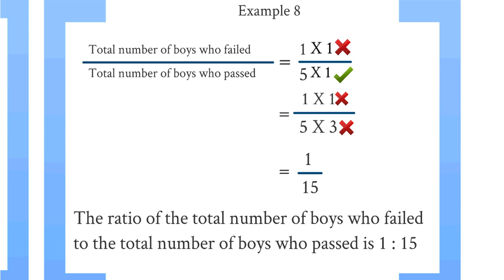And so we conclude that the ratio of the total number of boys who failed to the total number of boys who passed is 1 to 15.